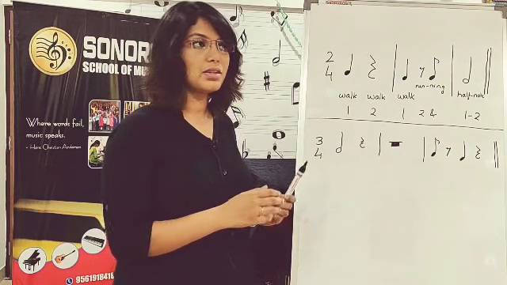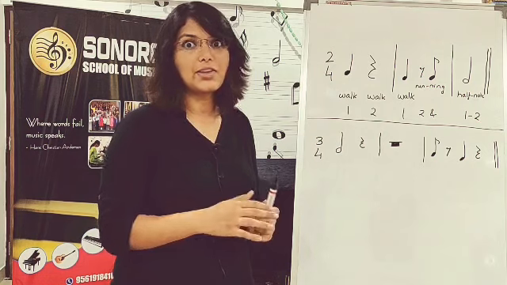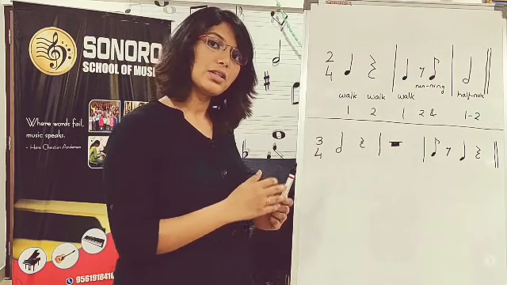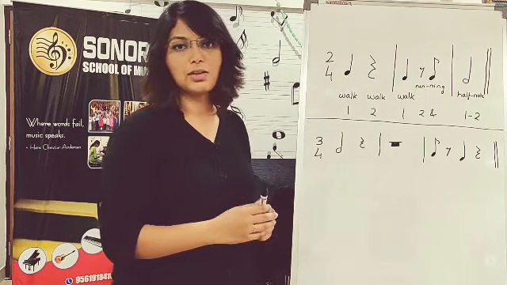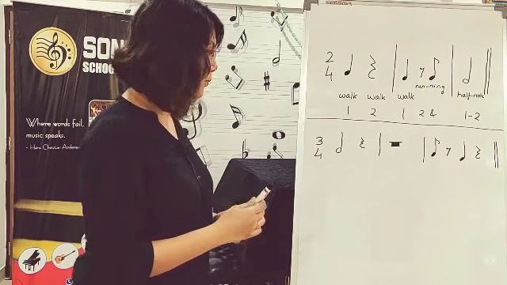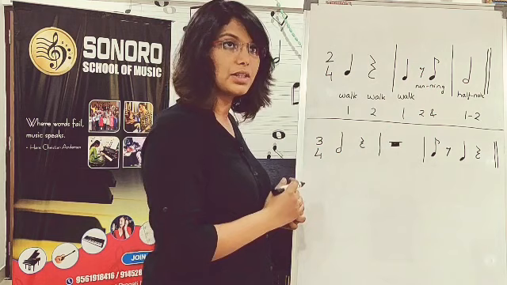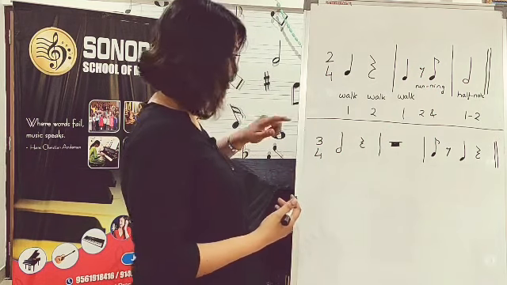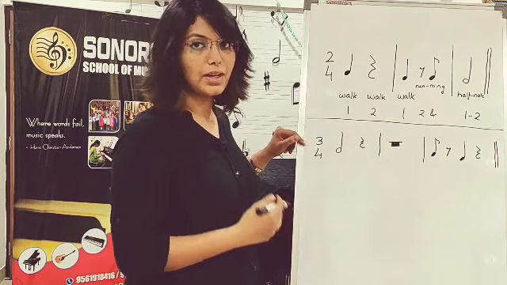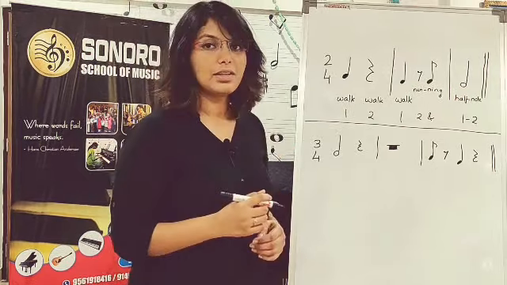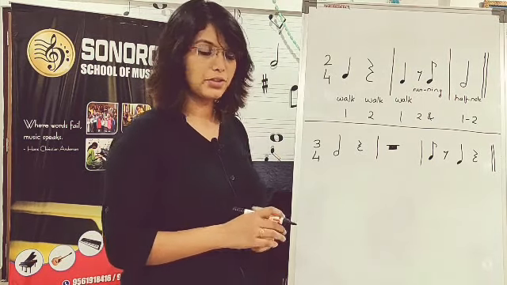So if there's a measure that I don't have to play anything in, then I denote it with a whole rest. I just put a whole rest there. So even if I have a whole rest here, I will still count it as 1, 2, 3 because my time signature is 3/4. I do not change it. Now let's write the counts for this rhythm.